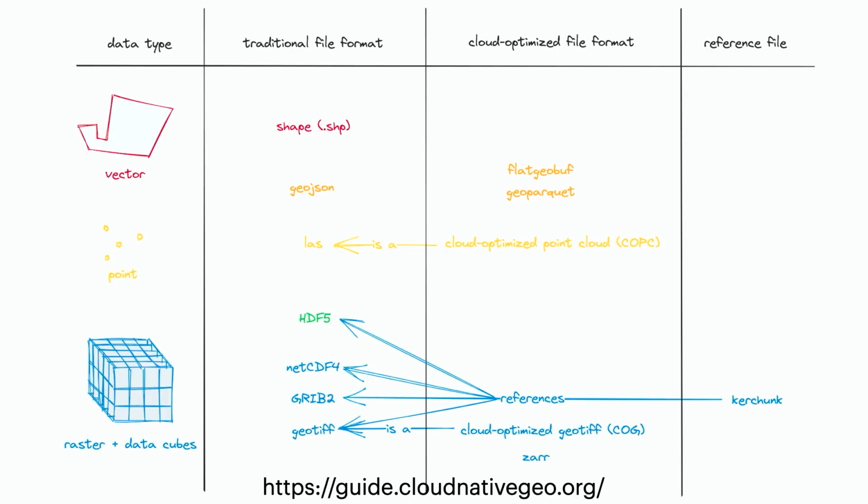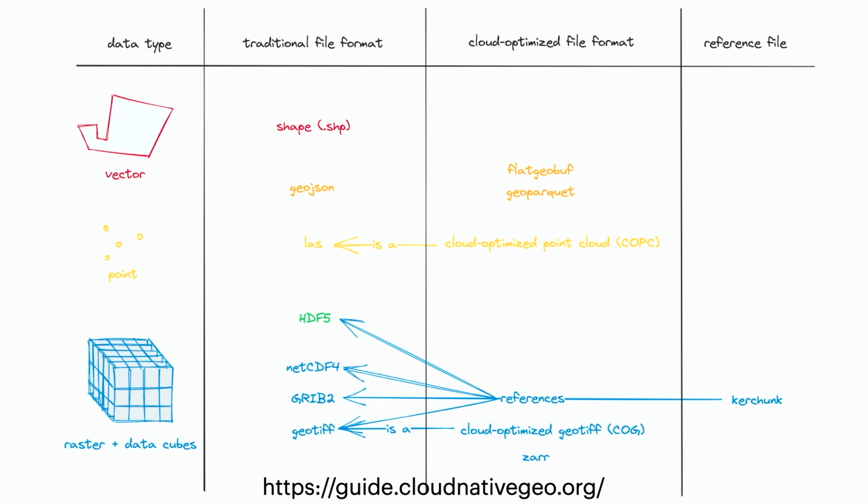So we come to this nice picture, also from the website. And we basically see that in traditional file formats, you have many, and in the cloud-optimized file formats, there are a bit less. But there's FlatGeobuf, there's GeoParquet, and some file formats like LAS, which is for elevation point clouds, there are cloud-optimized variants of that file format. So there's COPC, cloud-optimized point cloud. There's HDF5, which has no cloud-optimized version. There's NetCDF, also not really. GRIB, and then GeoTIFF at the bottom.